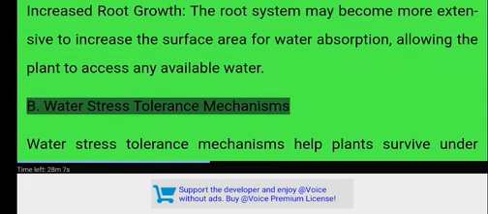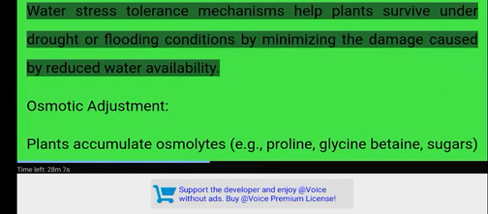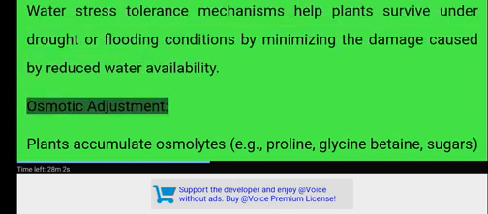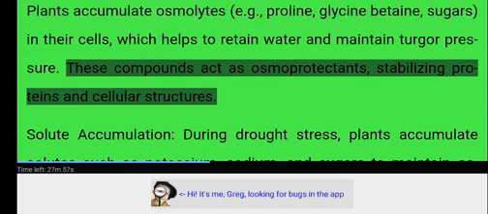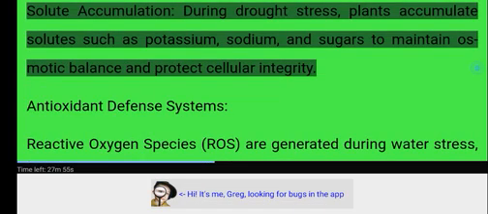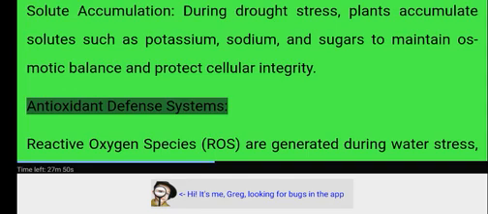B. Water stress tolerance mechanisms. Water stress tolerance mechanisms help plants survive under drought or flooding conditions by minimizing the damage caused by reduced water availability. Osmotic adjustment: plants accumulate osmolytes, e.g., proline, glycine betaine, sugars in their cells, which helps to retain water and maintain turgor pressure. These compounds act as osmoprotectants, stabilizing proteins and cellular structures. Solute accumulation: during drought stress, plants accumulate solutes such as potassium, sodium, and sugars to maintain osmotic balance and protect cellular integrity.